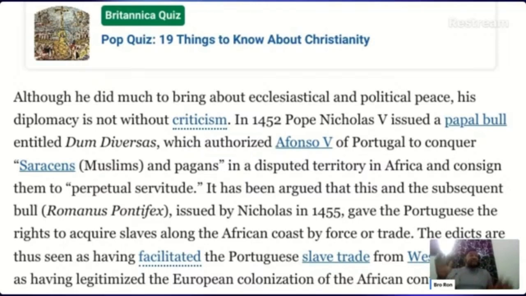It has been argued that these are Catholics, right? These are so-called Christians, right? And they so sweet, right? Find out and do your research on who was the biggest torturers back then. It has been argued that this and the subsequent bull Romanus Pontifex, issued by Nicholas in 1455, gave the Portuguese the rights to acquire slaves along the African coast by force or trade. The edicts are thus seen as having facilitated the Portuguese slave trade, as having legitimized the European colonization of the African continent.